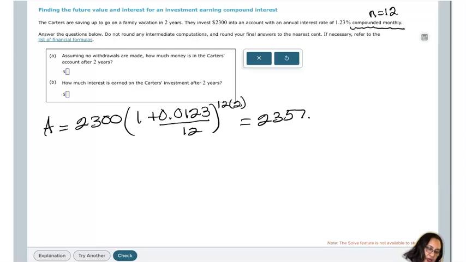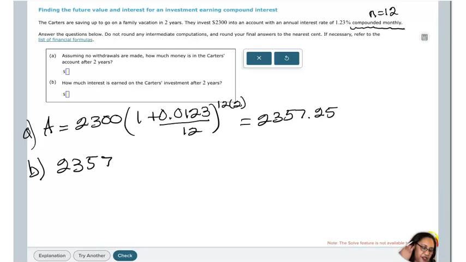And then part B, that's part A. Part B is again just taking what our result was. Don't ask me why my 7 wants to connect to my 5. That's a 7. And subtracting the initial amount.